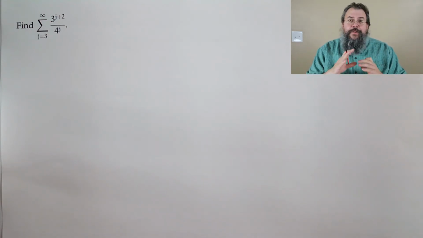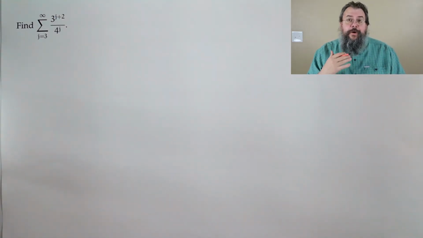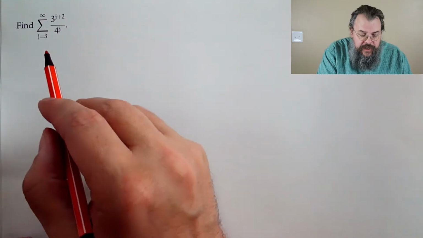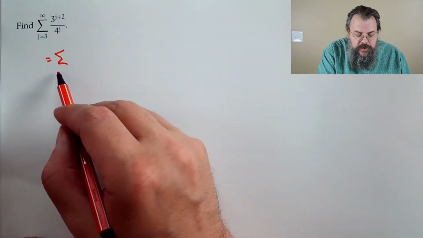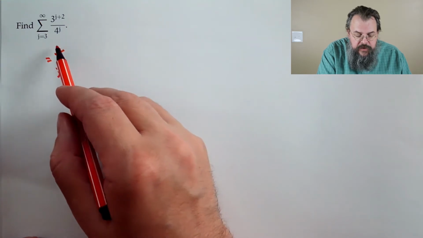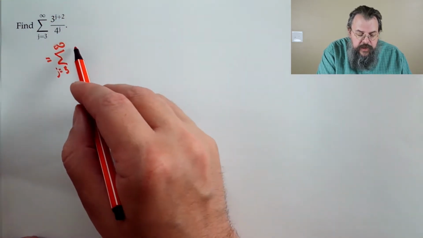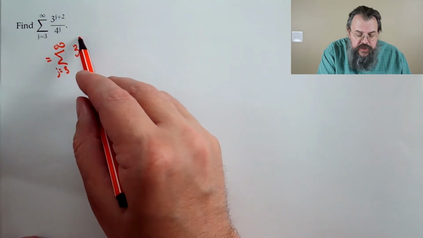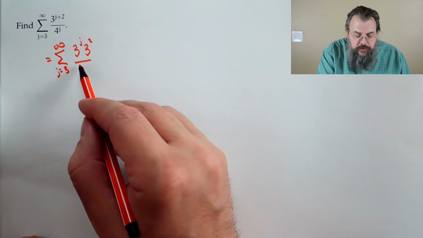Before we go too far, let's just rewrite it in the way that we're comfortable. So what can we do to rewrite this in a way that makes us more comfortable? One thing we can do is say, if we have 3 to the power j plus 2, it's the same as 3 to the power j times 3 to the power 2, over 4 to the power j.